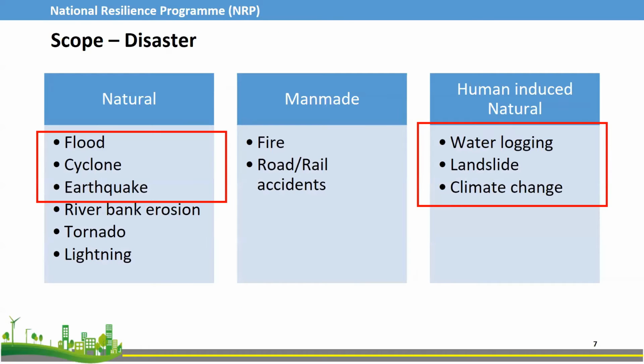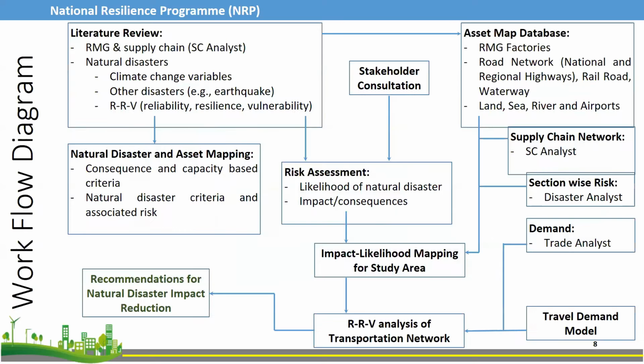Regarding the disasters, we can separate them into three categories. They can be natural, they can be man-made, or they can be human-induced natural. Among the list in our work, we considered flood, cyclone, and earthquake. Man-made disasters we didn't consider here. We also considered waterlogging, landslides, and climate change. So this is the overall framework of our work.